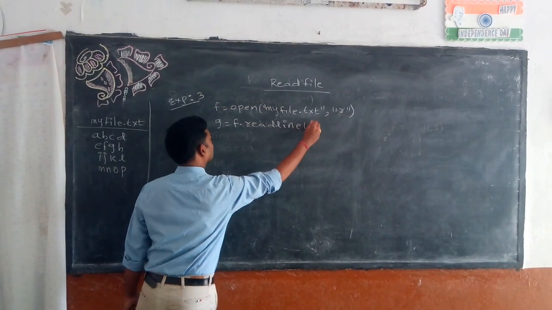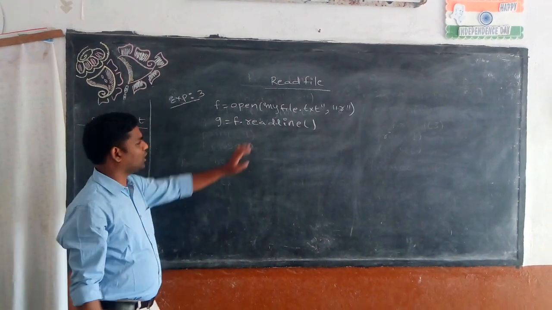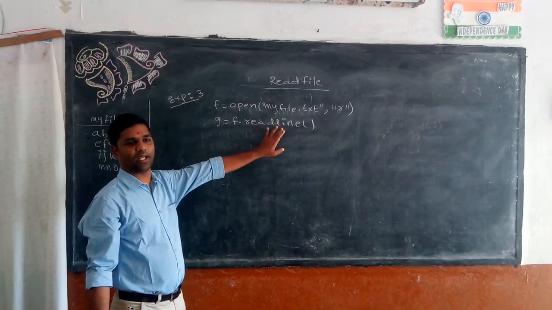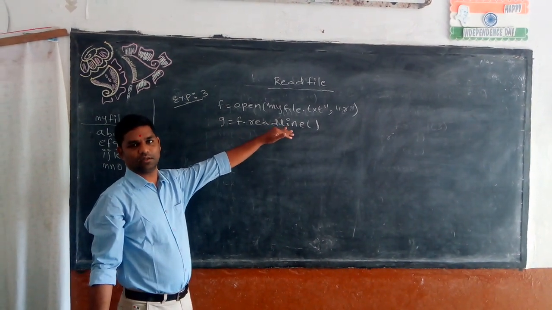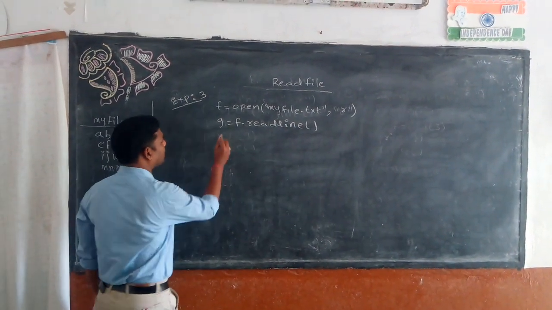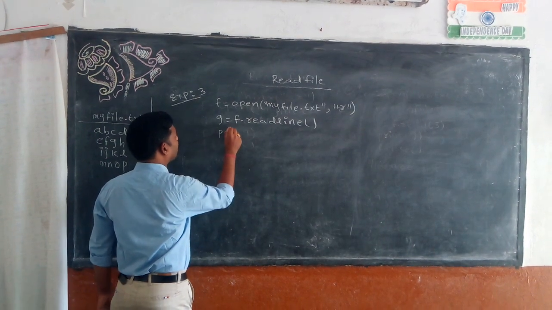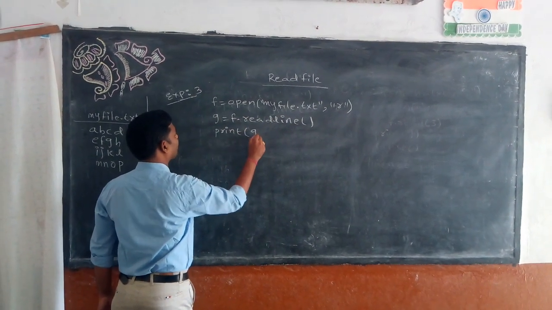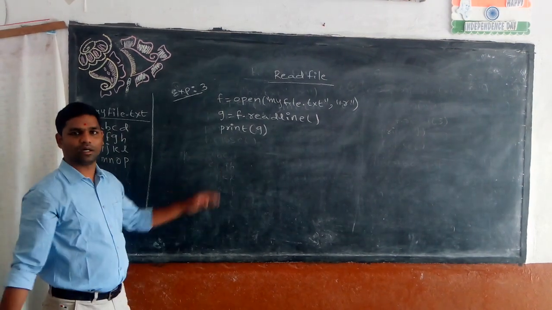Read line. So what does it do? It will read one line from the file. It will read the first line from the file, and if I print G, it will print the first line content of the file.